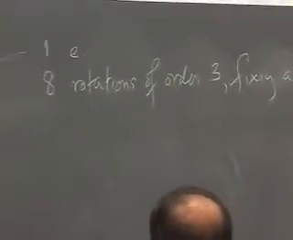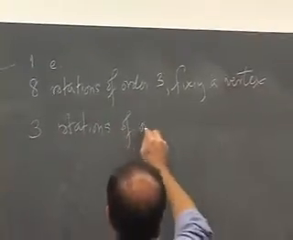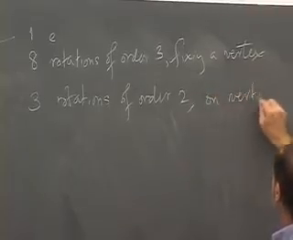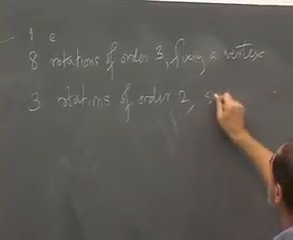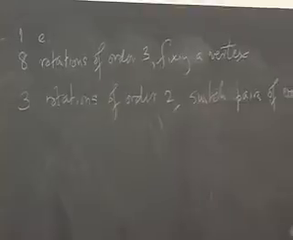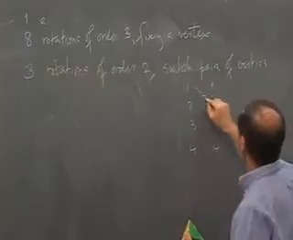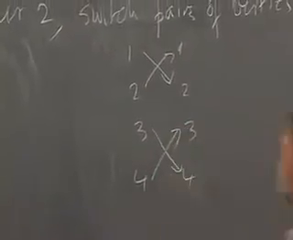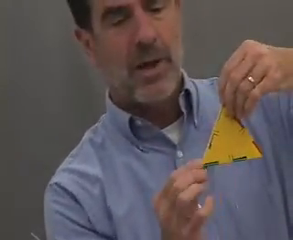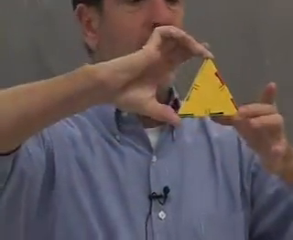And last time I said there are 3 rotations of order 2, which on the vertices switch pairs of vertices. So for example, a permutation might look like this. It doesn't fix anything, but it switches 2 different pairs of vertices. It's easy to show you if I actually have the thing and I can hold it up. So we're going to switch these 2 vertices, and the 2 vertices here are going to be switched.